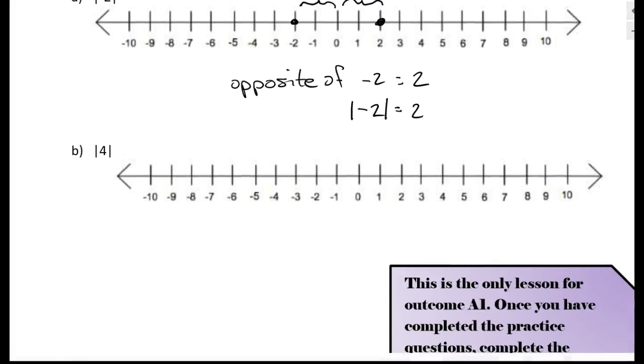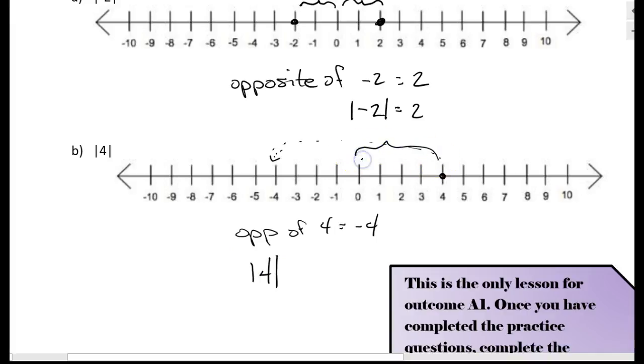Looking at our second example here, you've got +4. Well, the opposite means we need to take it all the way to the other side of 0. So my opposite of +4 is -4. But my absolute value of +4 doesn't care about which side it's on, it's just how far is it from 0. And the correct answer is it's 4 from 0. So that is my absolute value.